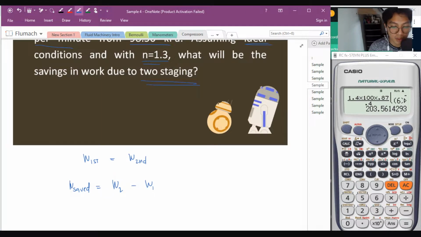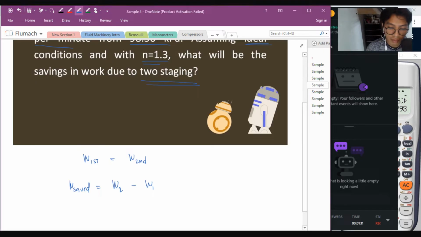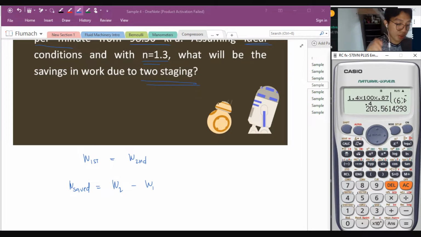Let us continue. So, yan yung work saved niya. Kung meron kang ideal conditions ibig sabihin, yung work sa second equal to work ng first. Ibig sabihin, yung dalawang stages, i-multiply mo lang ng 2 yung first stage. Okay? So, work at the first stage.